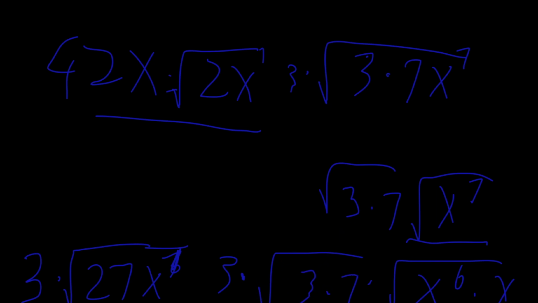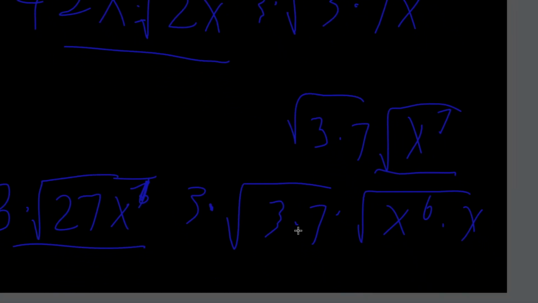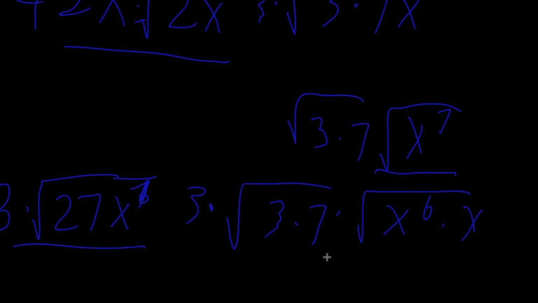Now, you can't simplify the square root of 3 times 7. 7 is a prime number. Or is it? Yeah, I think it is. So we can only simplify the x to the 6th times x. So we can write this as x to the 3rd times x, and 3 times 7. So we can do that. No, we can get rid of this.